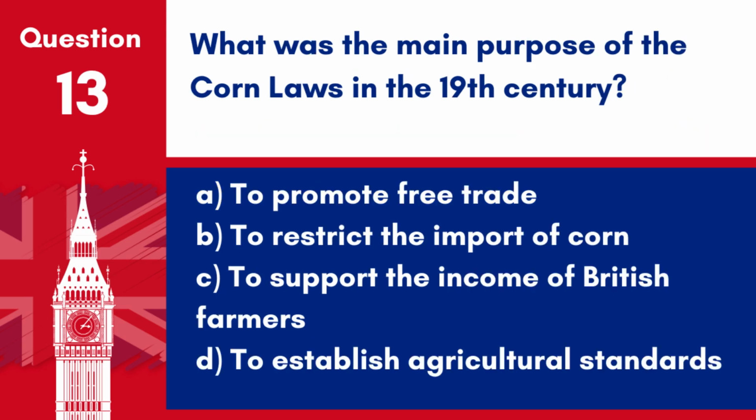Question 13. What was the main purpose of the Corn Laws in the 19th century? A. To promote free trade. B. To restrict the import of corn. C. To support the income of British farmers. D. To establish agricultural standards.